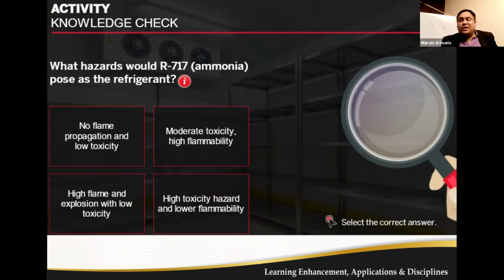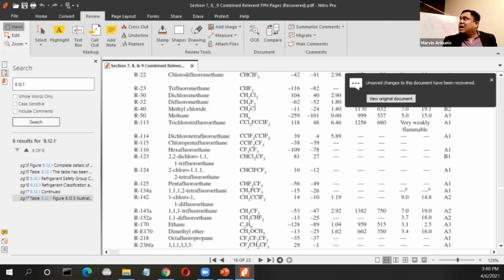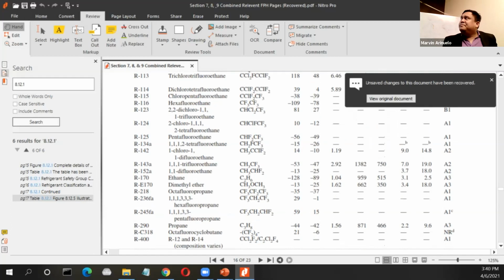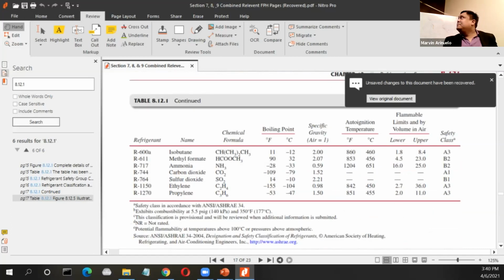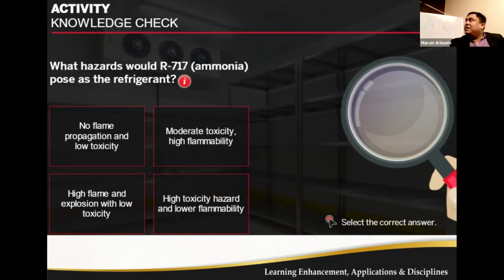Sorry, ammonia. As what we discussed, this is probably B3, no? R717. B2. B2 means, B means toxic, no? It's high toxic. A is low toxic. Yes. And flammability probably medium or low, no? But there's no medium here. So our answer is high toxic and low flammability.